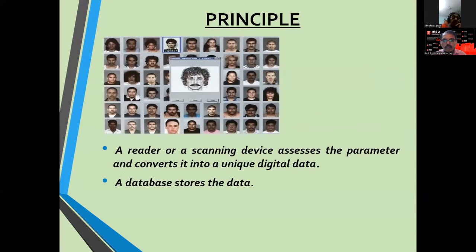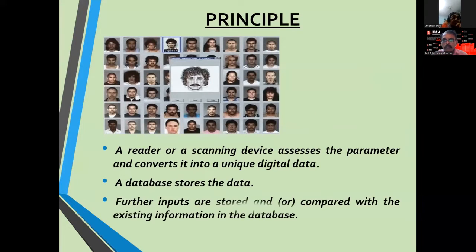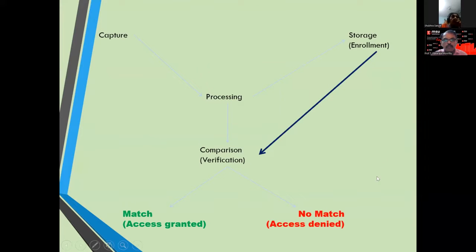A database stores the data. Further inputs are stored and compared with the existing information in the database. First, there is capture of data, then processing, which leads to comparison, which further shows match or no match.